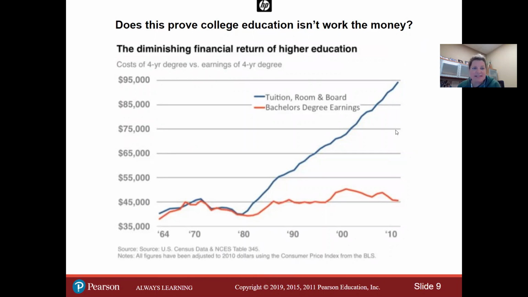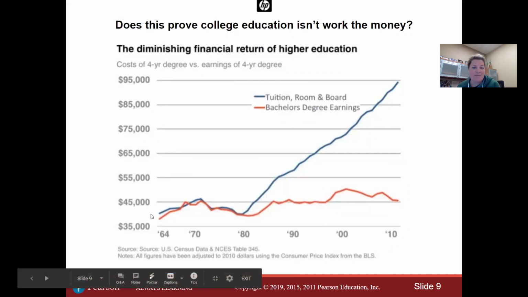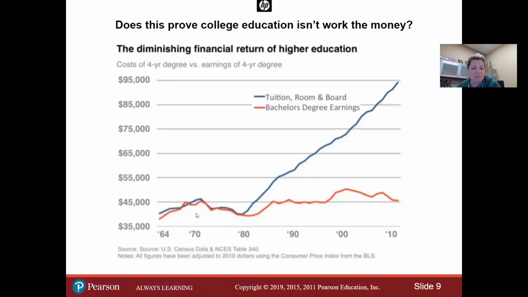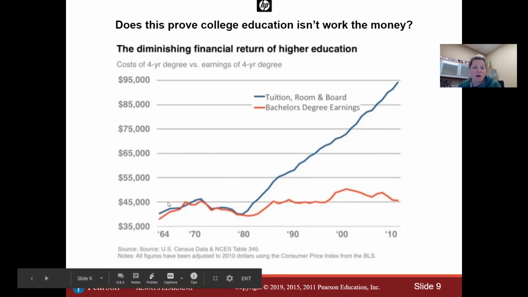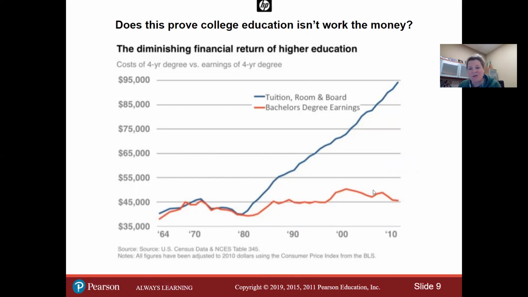This was another one. This was the diminishing financial return of higher education. I totally don't agree with this one at all. It's saying your tuition and room and board are going way up, but what you are earning from getting a bachelor's degree is staying the same or going down. Does this prove that education isn't worth the money? No, it just depends on what degree you get, on what you're going to make, right? So it's just a misleading graph.